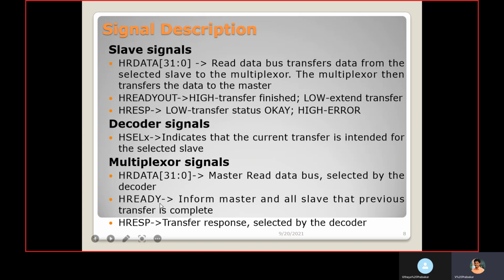HREADY, here it is an HREADY pin that informs the master that all the slaves' previous transfer is complete. Then HRESP, the transfer response selected by the decoder. Each slave will give this signal. So the multiplexer decides which slave signal has to reach the master.